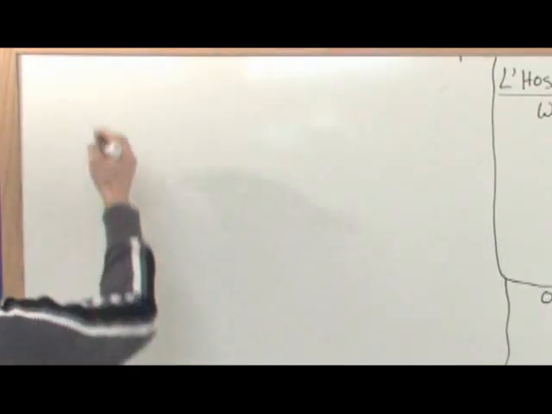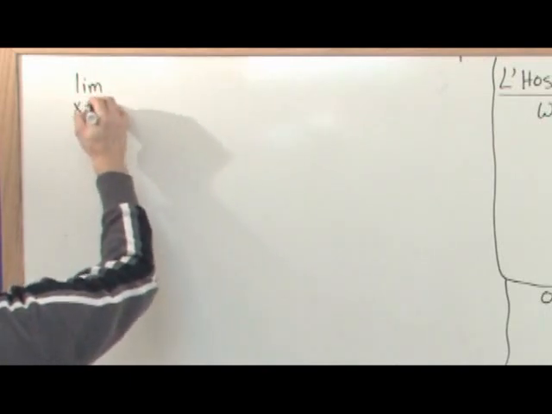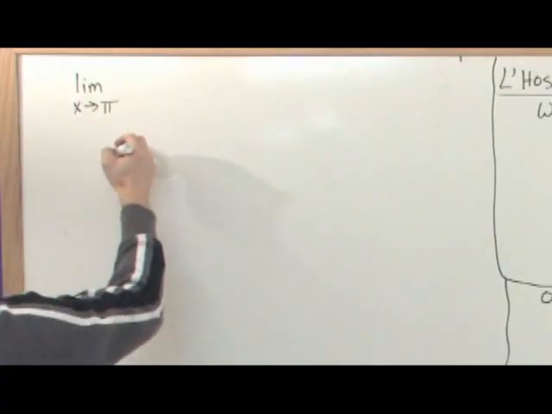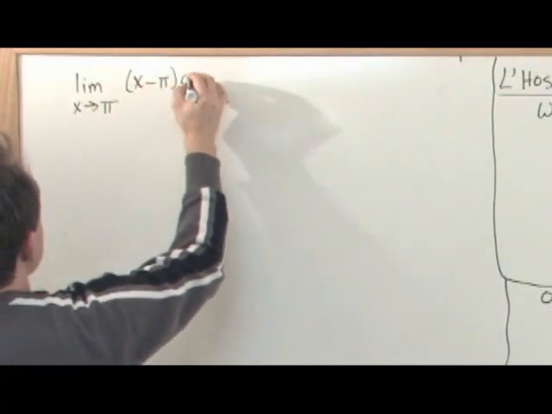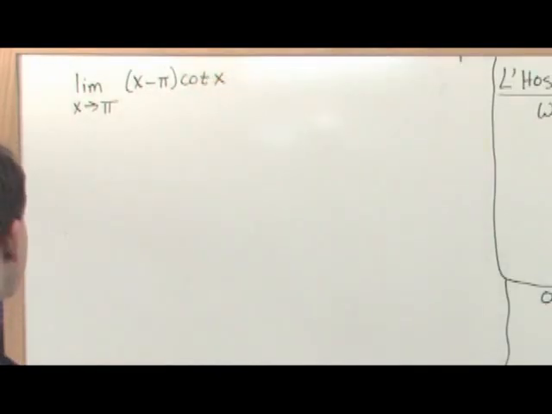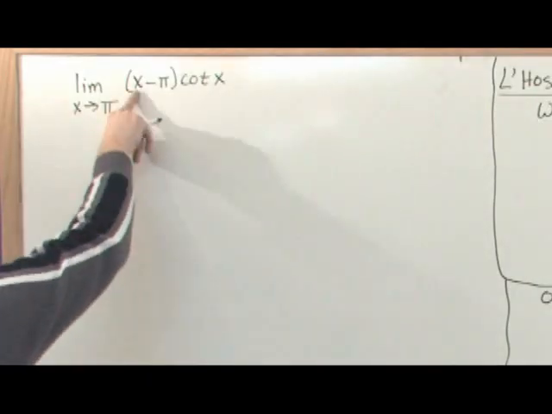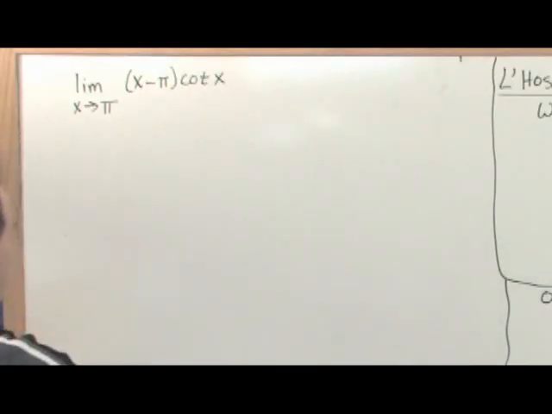Okay, now the next problem is, what if I had the limit as x goes to pi of the function x minus pi times the cotangent of x? Okay, the first thing to do is figure out what form this is. Well, if I put in pi here, I'm going to have pi minus pi, so I'm going to have 0, but what does this result in?